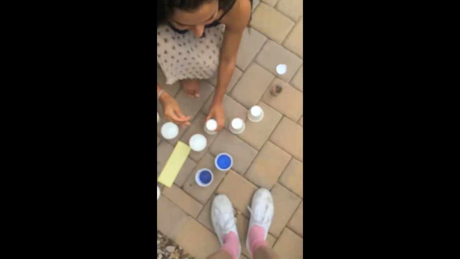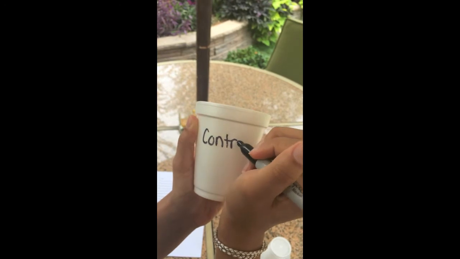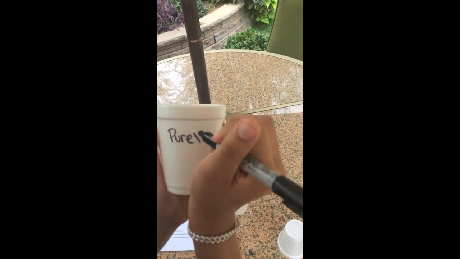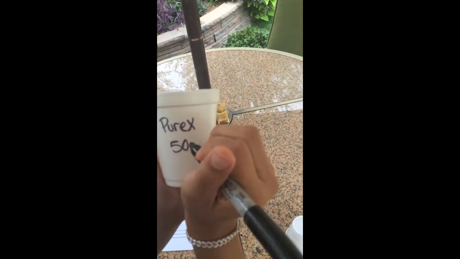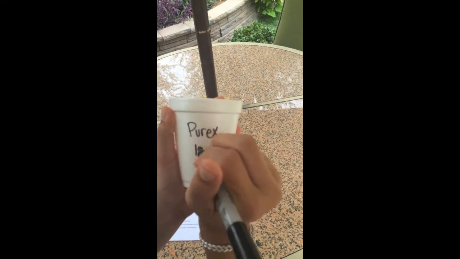Step 6, using a toothpick, poke several holes in the bottom of the 3 empty styrofoam cups. Step 7, label the cups with the name of the detergent, the date, and the percent of detergent solutions as follows. A, control. B, Pure X, date, 50%. C, Pure X, date, 100%.